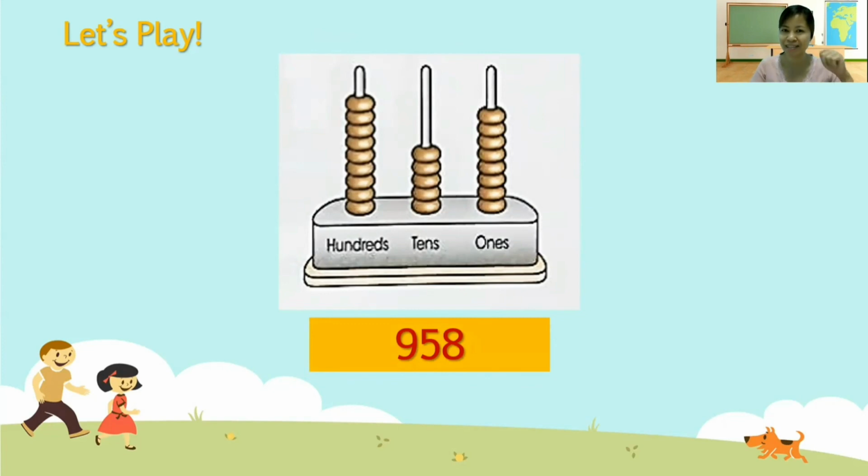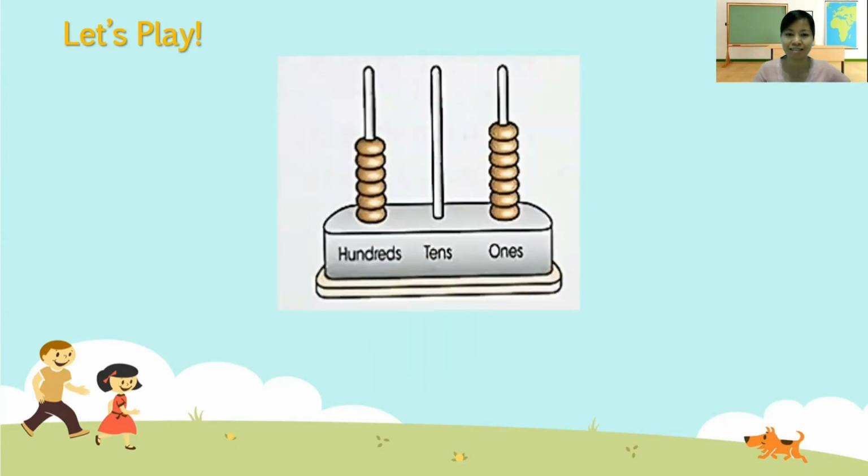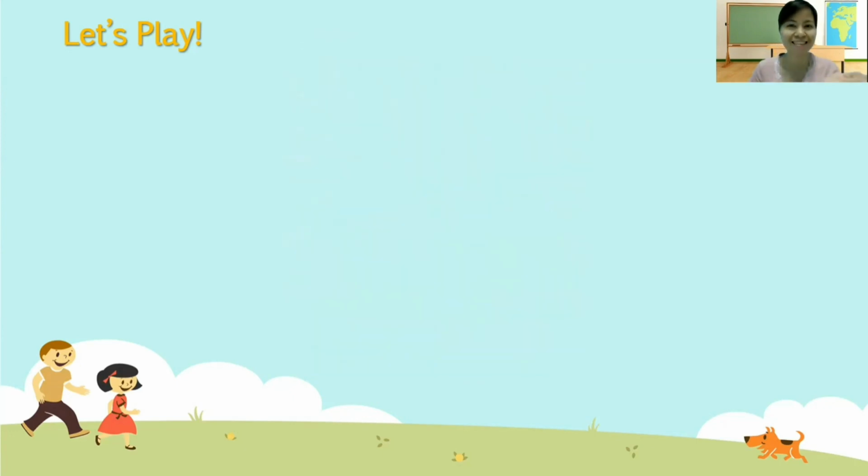You really learned from the lesson. Look closely. Would you mind sharing your answer now? That's the correct one. Excellent. 607. Our tens has no value, so we put 0. That's why you come up with 607. That's a great job. You did a good performance.